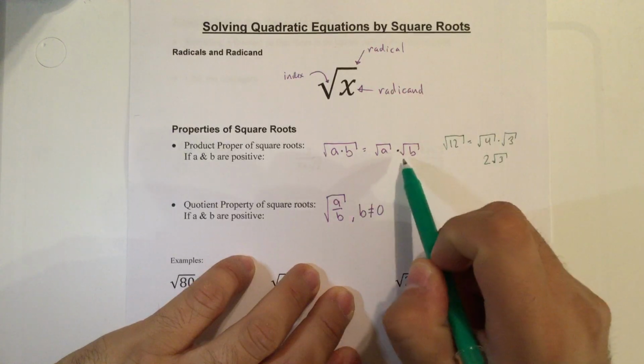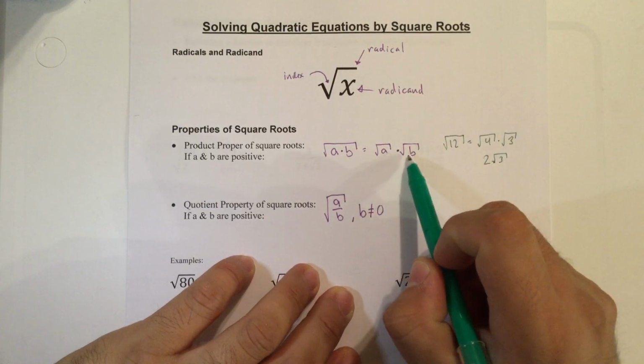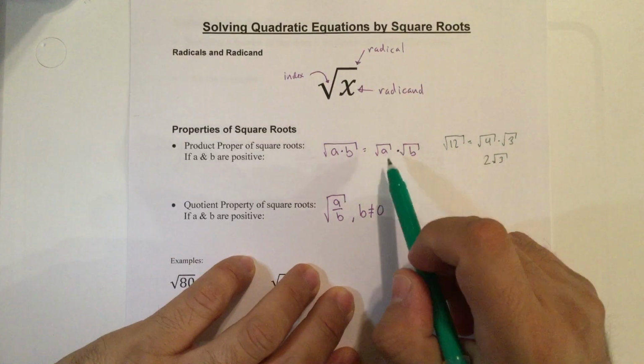We also use this property sometimes to go backwards. So if we had the square root of 2 times the square root of 3, we could multiply them together and get the square root of 6.